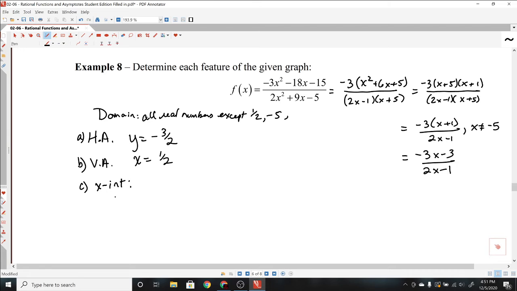We have an x-intercept wherever the numerator is 0, but the denominator is not 0. So let's take a look at this numerator, -3x minus 3, set it equal to 0, which happens at -1. And since that value does not make the denominator 0, we have an x-intercept of (-1, 0).